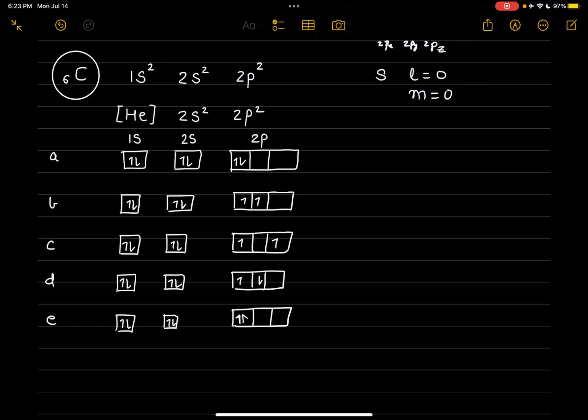So which one is correct? The first one is correct? Yeah, the first one.